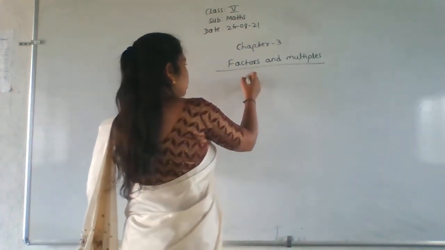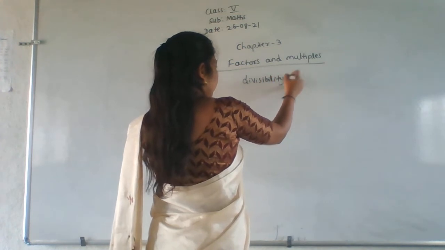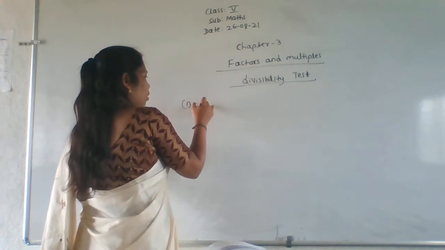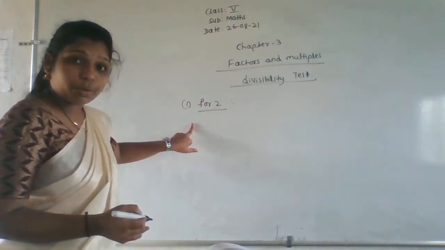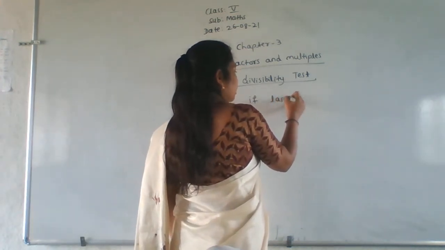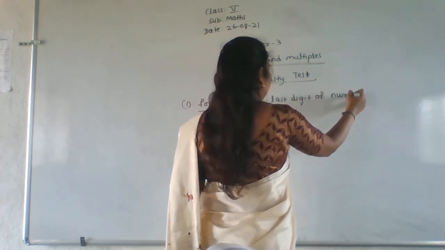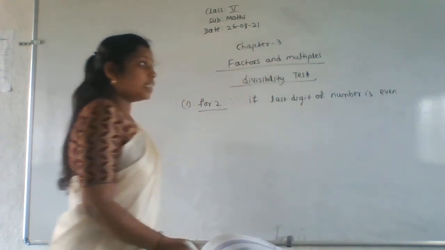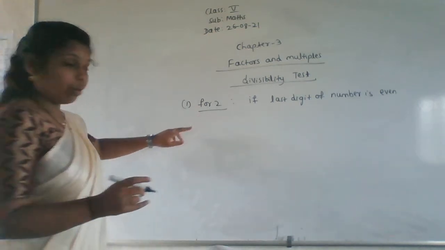Now we see the divisibility test, okay? First for 2, divisibility for 2. What is the rule for divisibility by 2 here? If the last digit of a number is even, then it is divisible by 2, okay?